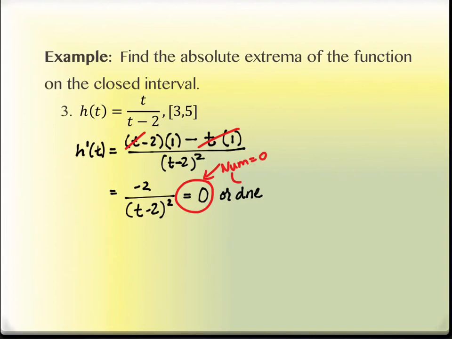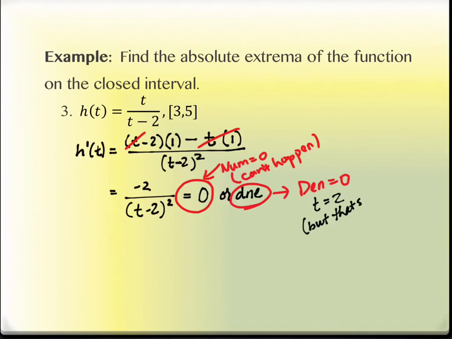But here that can't happen, because my numerator is the constant number negative 2. The only way that I get that it does not exist is if the denominator equals 0. Now, the denominator can in fact equal 0 here, and we know exactly where it has the value where it equals 0. It's at 2. We already talked about it, right? So the denominator equals 0 at t equal to 2, but that's not on my interval.